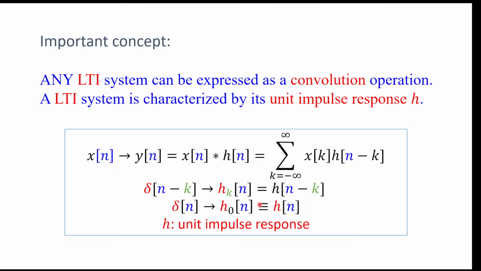This h of n will actually determine the whole system, because for any input signal, you can calculate the output signal y of n as x of n convolved with h of n, and so this becomes another function of n. Its mathematical formula is a summation over the dummy variable k from minus infinity to plus infinity of x of k times h of n minus k. So the independent variable here is n, and then you sum over k.